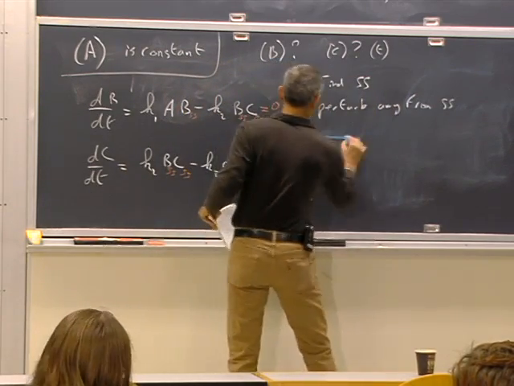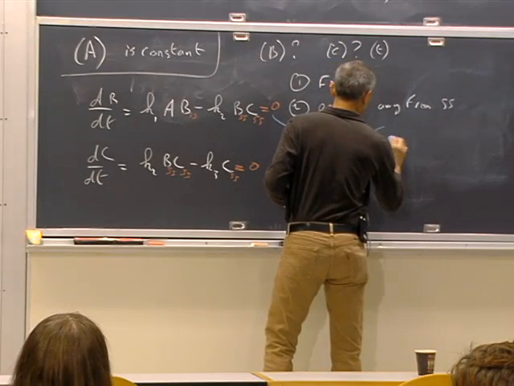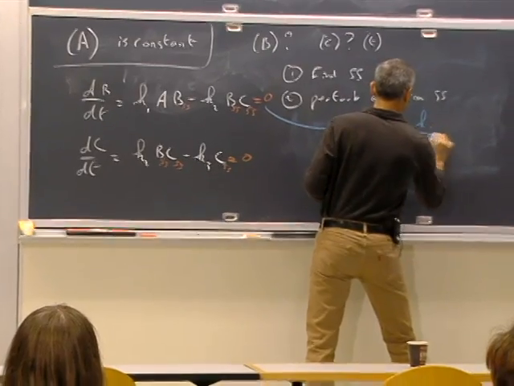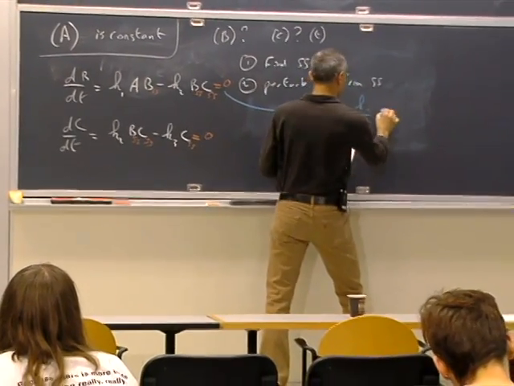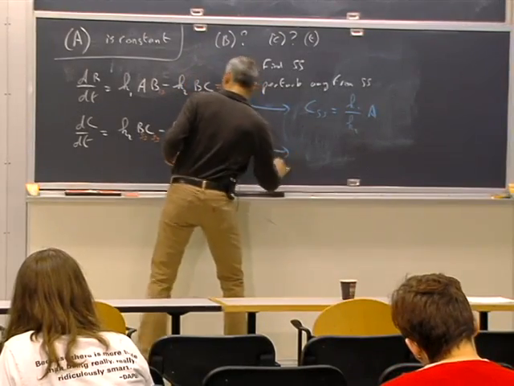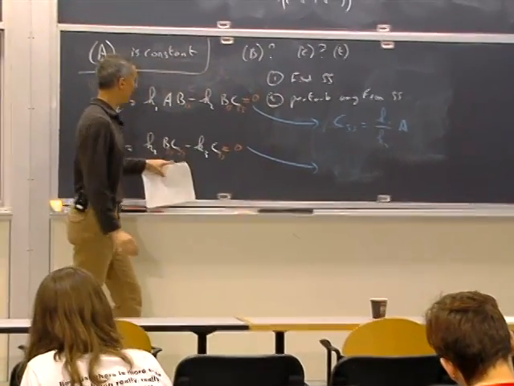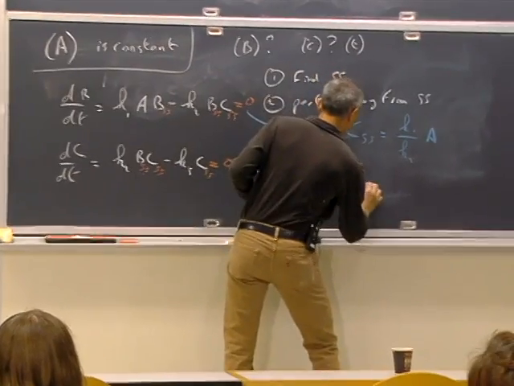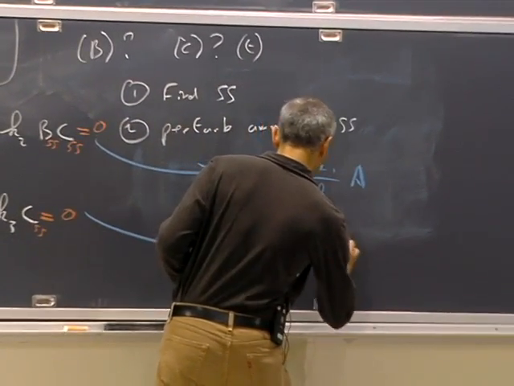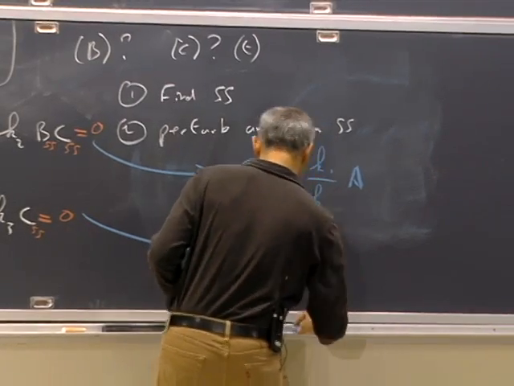So this one here gives you C steady state is equal to K1 over K2 times the concentration of A. And this one here, now you put in the C and you solve for B. B steady state is equal to K3 over K2.